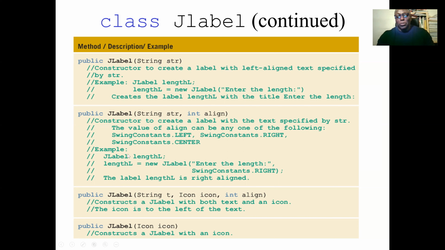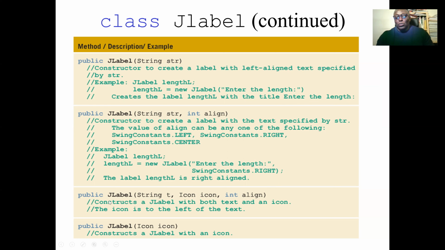So this is an example here. We are creating a label named length L. So we have the JLabel, length L, then equal to new JLabel. Then we can see the argument, enter the length. This time we want to set it to the right. So SwingConstants.RIGHT, right alignment. If it's left alignment, I'll just leave it. I will use only enter the length and close it.